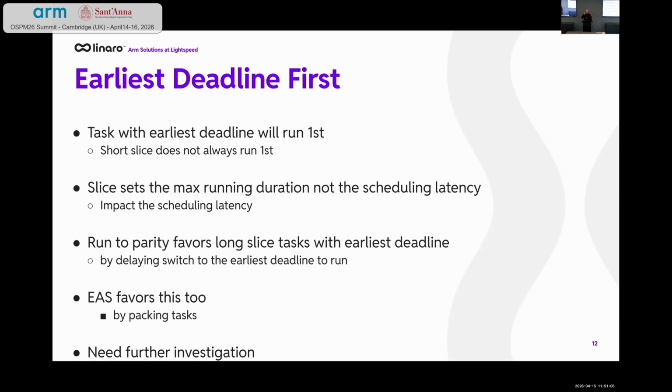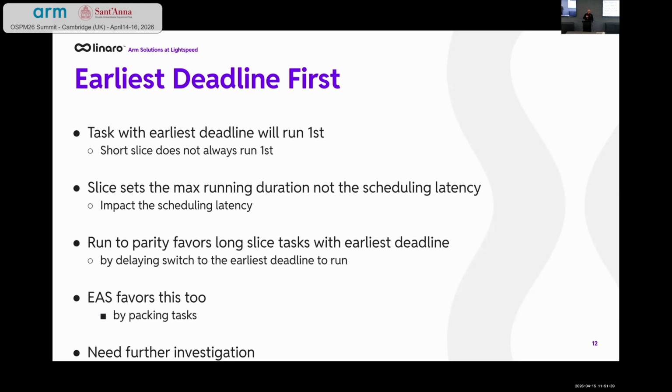So setting a slice is probably something everybody needs to be aware of. Setting a slice duration is not setting a scheduling latency. It will impact your scheduling latency because you will shorten the running time of everybody. So if you are the third one, you will have to wait a shorter slice than others, but you can still be the third one to run. And many of the interactive things are short running.